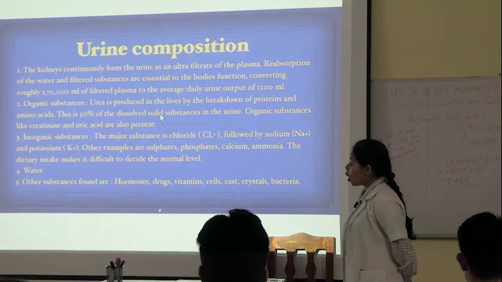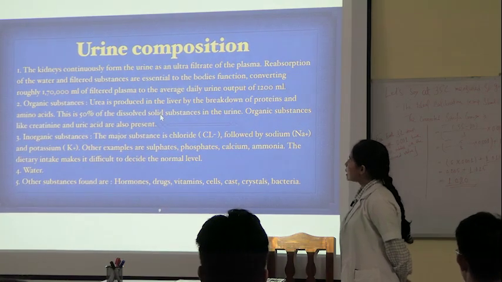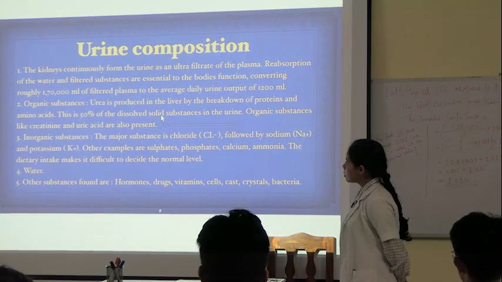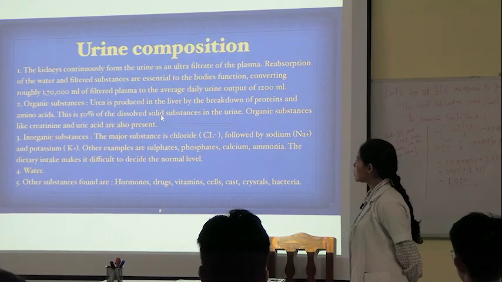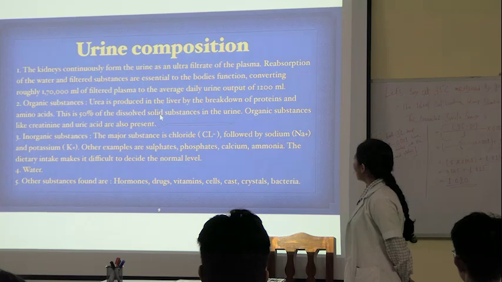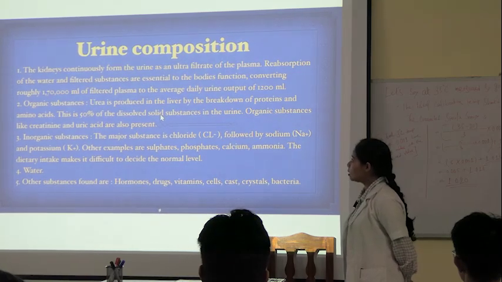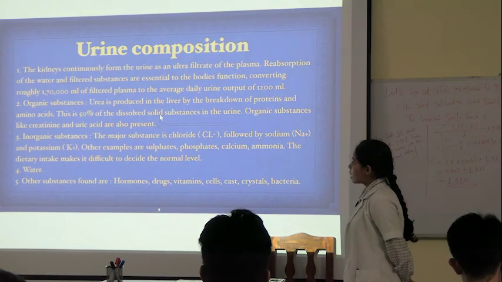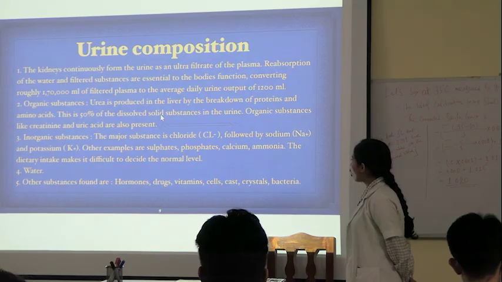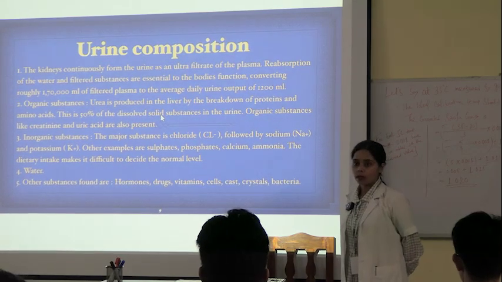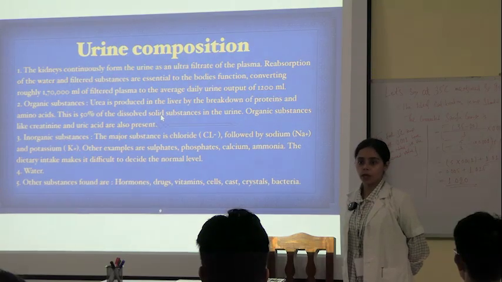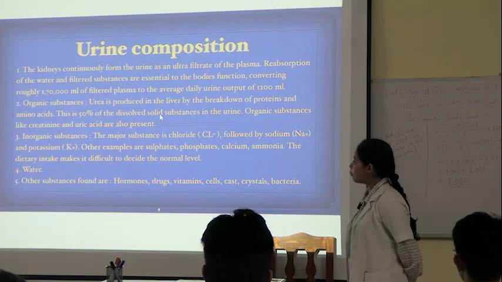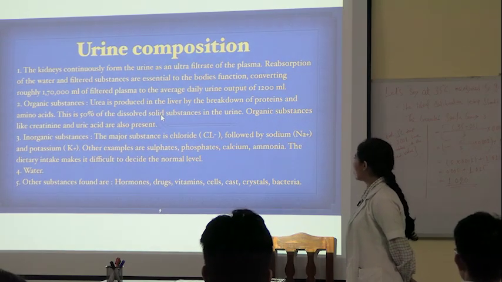Now some organic substances like urea, which is a product of the liver by the breakdown of proteins and amino acids. This is 50% of the dissolved solid substances in the urine, and other organic substances like creatinine and uric acid are also present in our urine. As well as some inorganic substances, like the major substance will be chloride followed by sodium and potassium. Have you seen in lab reports sodium, potassium? Yes. So other examples, which are inorganic, are sulfates, phosphates, calcium, ammonia.